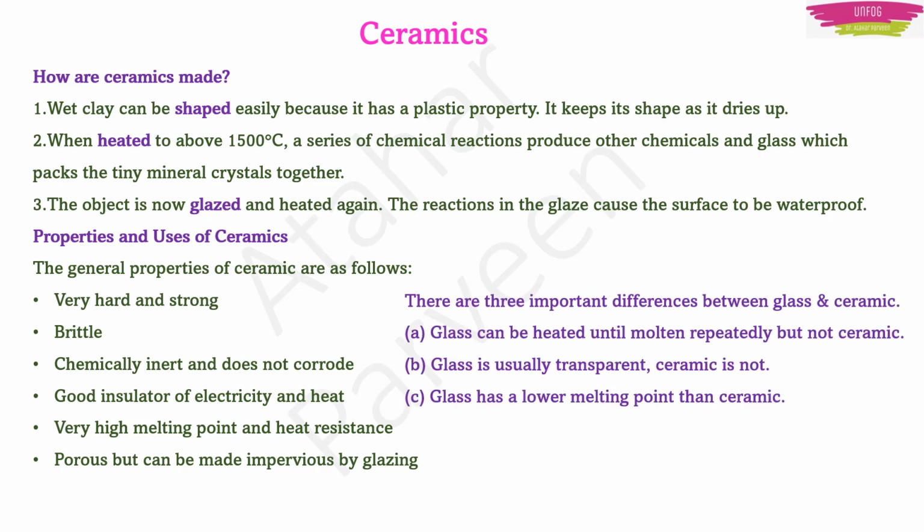Now, there are three important differences between glass and ceramic. First, glass can be heated until molten repeatedly. But ceramic, you can't do that. It will get spoiled. Then glass is usually transparent, but ceramic is not transparent. It is not translucent also. Then glass has a lower melting point than ceramic. So you need more heat to make ceramic materials when compared to glass materials.